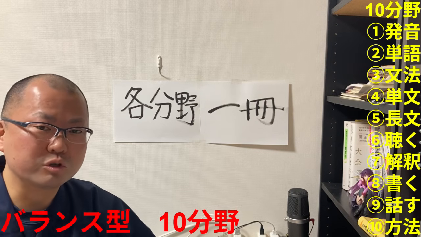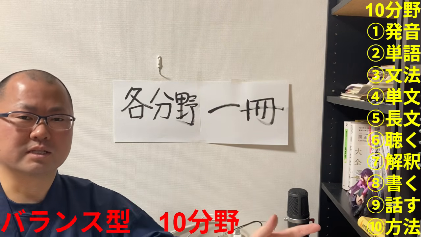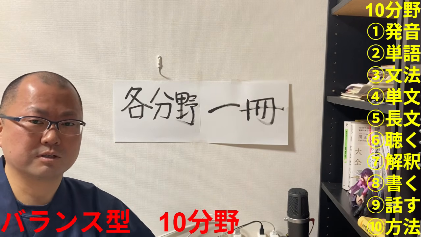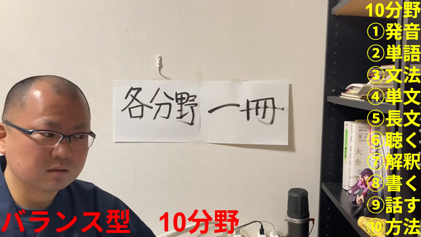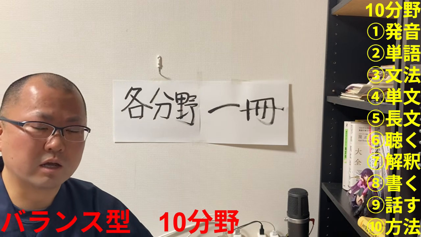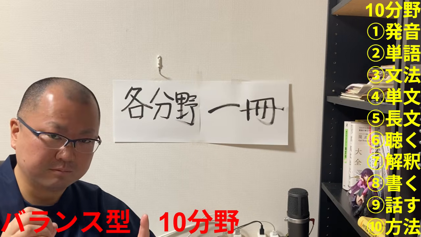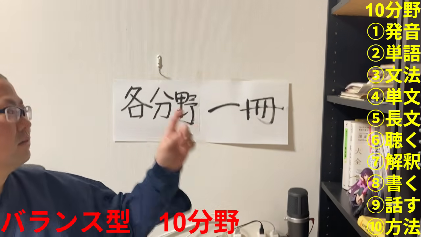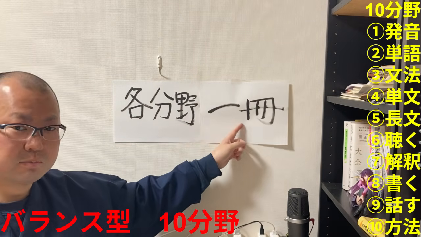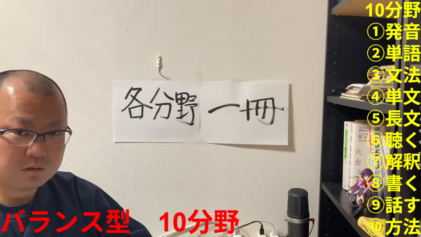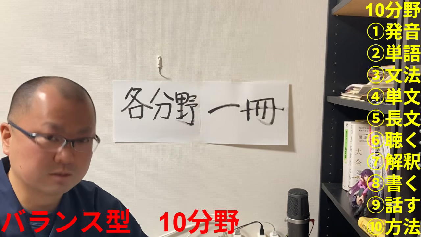I want to introduce 10 categories. After perfecting your first textbook, you will understand how many categories there are in order to acquire English. 10, alright. And by deciding your textbook on each category, you can balance out the English acquisitions.